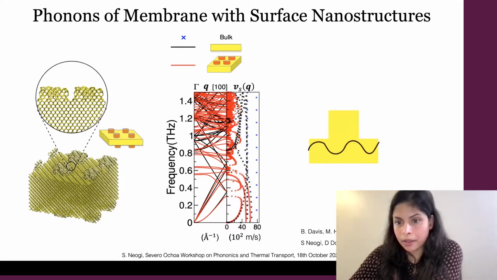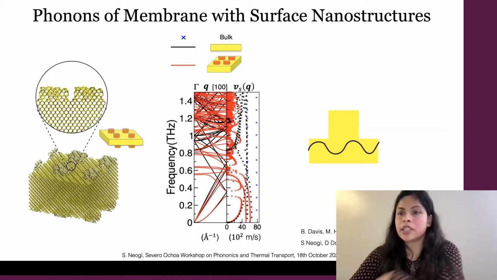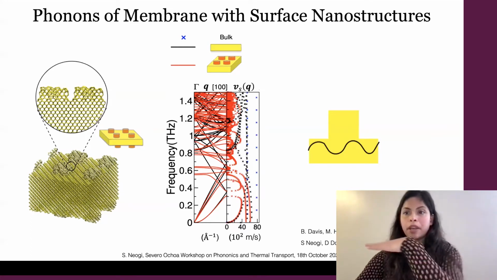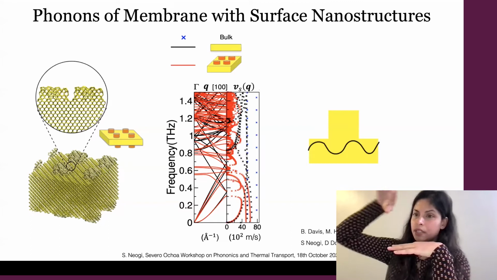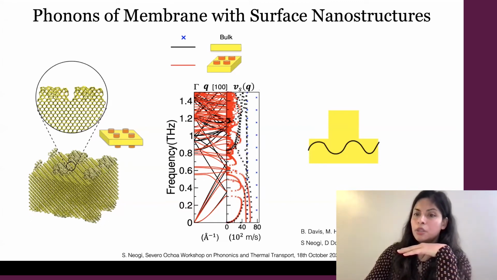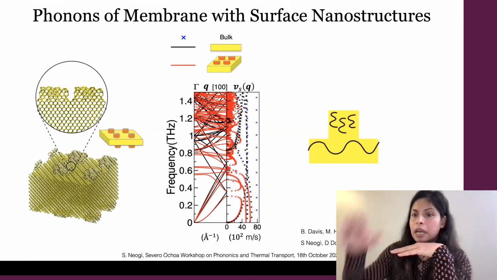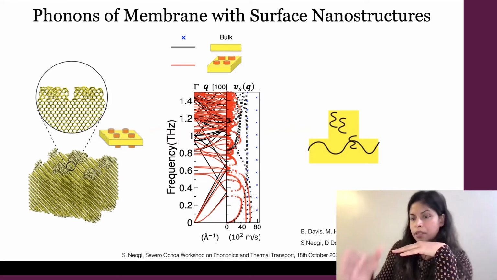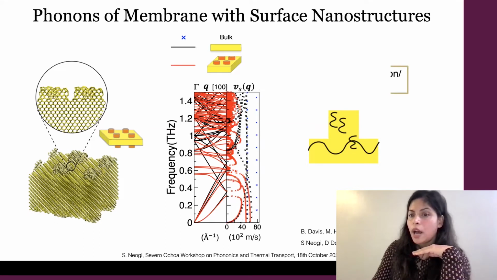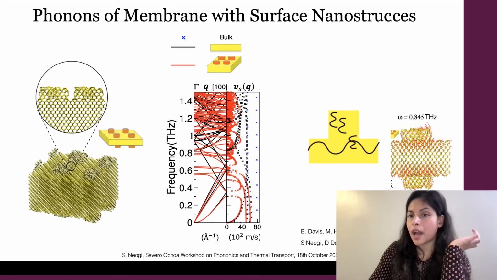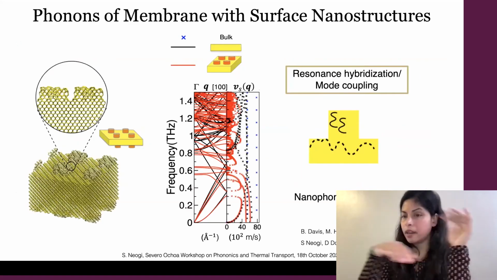Why that is happening, the explanation was first provided by my colleague: once you have this membrane, you have the propagating modes, and then you have the surfaces which act as a resonator. Those resonances that are locked in the surface structures can move up and down the structures, and then they can hybridize with the in-plane modes.